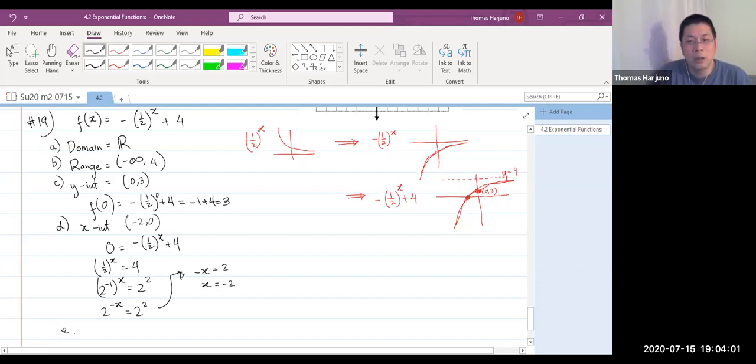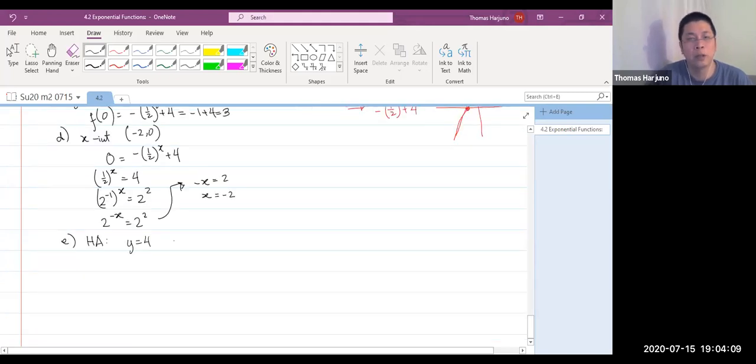Part E, horizontal asymptote, y equals 4, as we have seen earlier. And if you want to go a bit more detailed, we say as x goes to infinity, from the graph you can see that f(x) will approach 4. As x goes to negative infinity, the function will go to negative infinity.